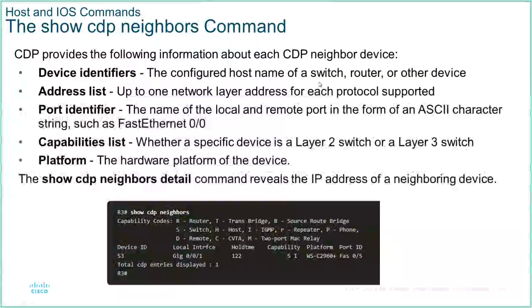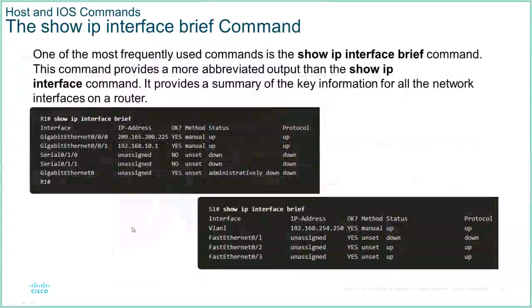So in this example here, it's saying that we can see switch 3, S3, we connect to it via gigabit 0/1, and our hold time before this entry expires is 122. It has switching and IGMP capabilities. It's a WS-C2960-plus, and we are connected to it on its FastEthernet 0/5 port. Now, if we add the detail option at the end, we get to see additional layer 3 information on that neighbor.